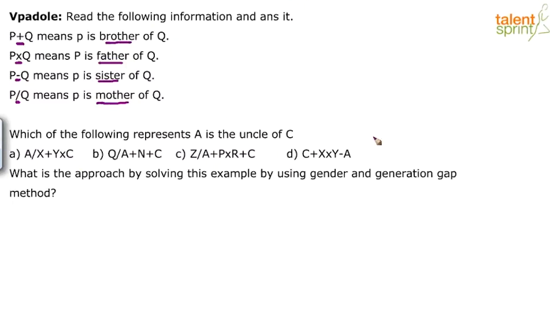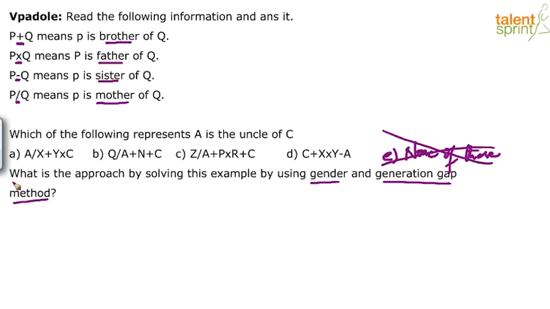If for the same question, let's say option E is given as none of these, then you have to be a little skeptical when you apply the elimination method. But here we don't have to worry, because this is not given to us. And then, the question is: what is the approach to solving this example by using gender and generation gap?